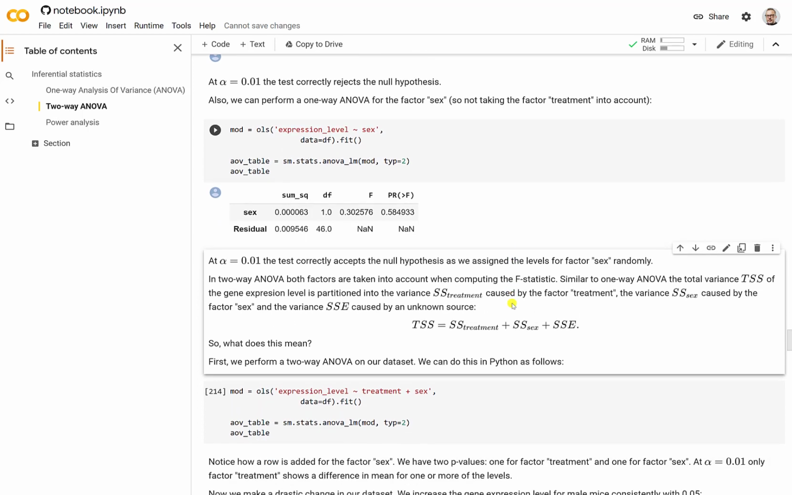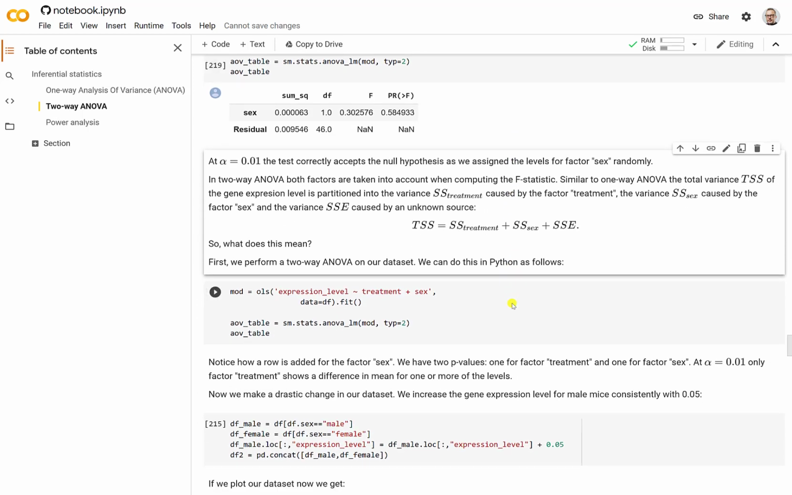Okay, and so that brings us to two-way ANOVA, where instead of having just one sum of squares for the treatment, we now have two sums of squares: one for the treatment and one for factor sex. And of course we also still have this unexplained part, right?